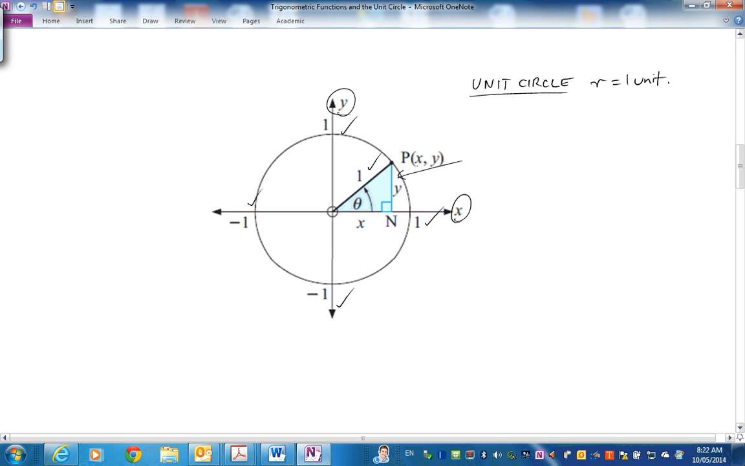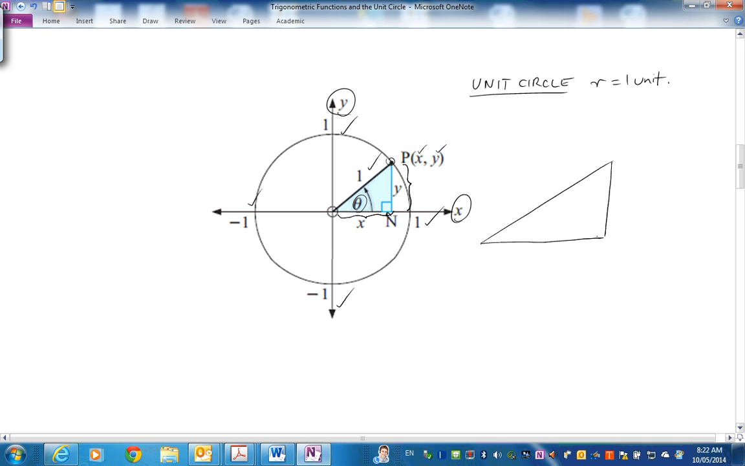I've got a little blue triangle drawn in there, and it's a right angle triangle. And what do you notice? Well, if you call this angle theta and it's got a point on the circumference, it's got an x and y coordinate. Let's just tidy this up a bit. The side down here would be the x movement to get to the point, and the side here is the y movement to get to the point. Okay, so let's pull that triangle out and have a closer look at it.